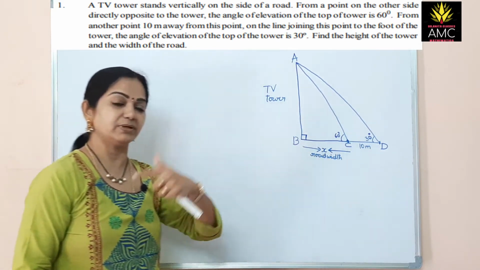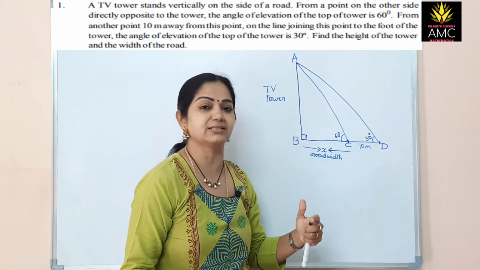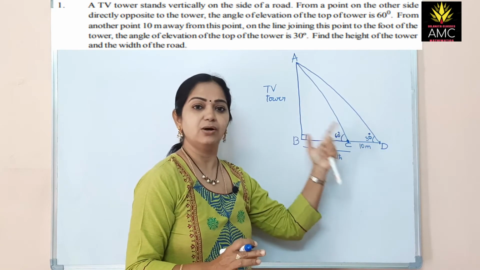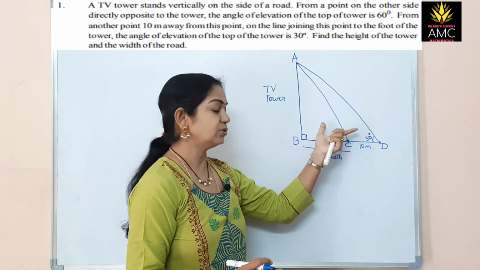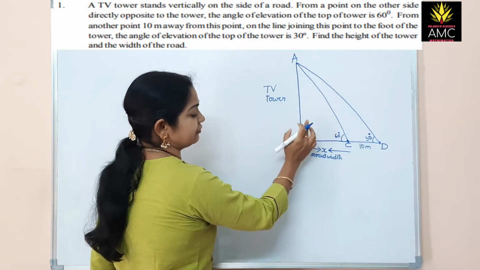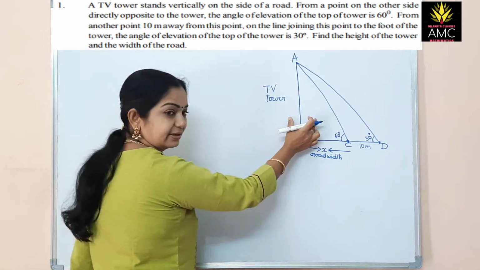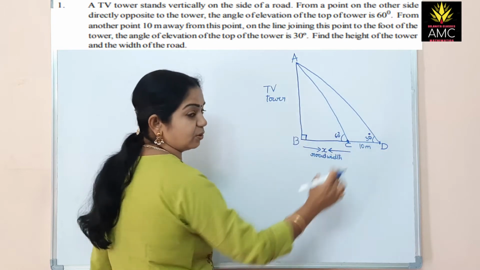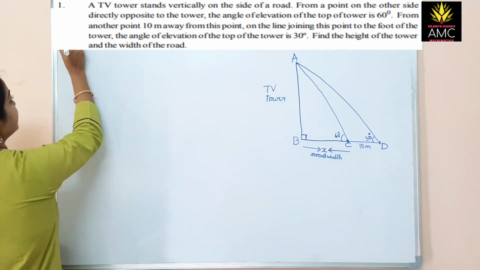From the previous exercise, we were doing using only one triangle. Now, in this exercise, we will be using two triangles, on the same side or on either side. From this information, we can take this as a right angle triangle ABC. Again, there is another right angle triangle ABD also. So, two triangles.